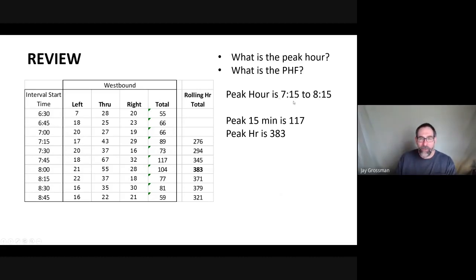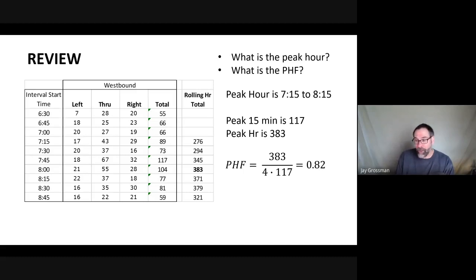So the peak hour is 7:15 to 8:15. In here, our peak 15 minutes out of that peak hour, the peak hour ends on this interval. Our peak 15 minutes is 117. So there it is, and the peak hour volume is 383. We can do that calculation. We take the total number of vehicles that have passed during the hour divided by four times the peak 15 minutes, and that's our peak hour factor, 0.82. That's a higher peak hour factor than normal. What's our normal peak hour factor? Anybody want to write in?